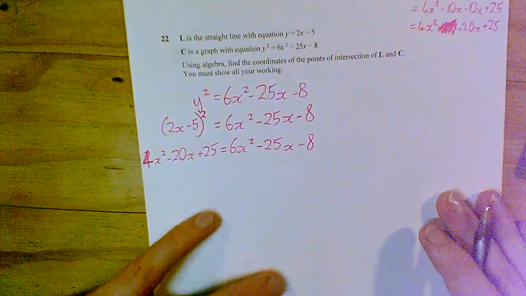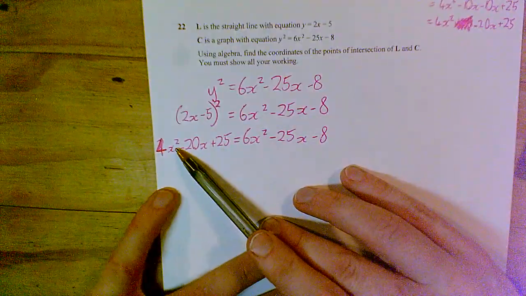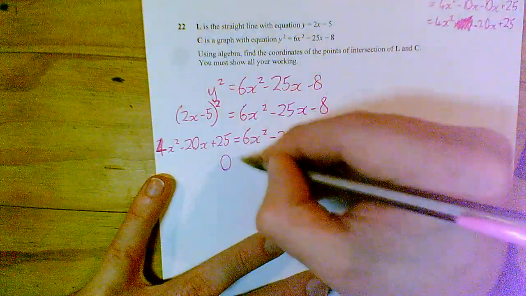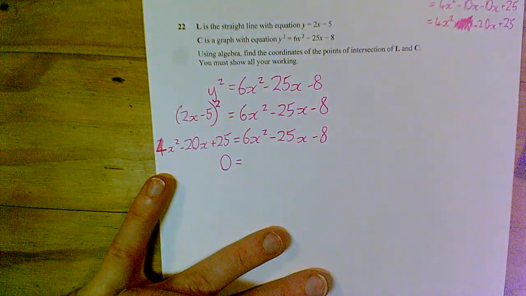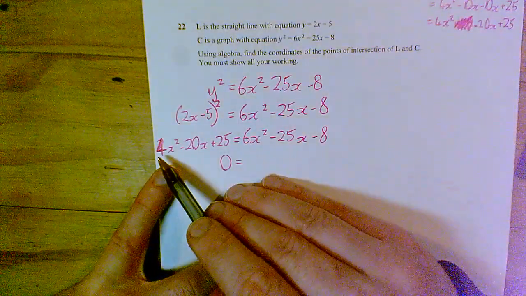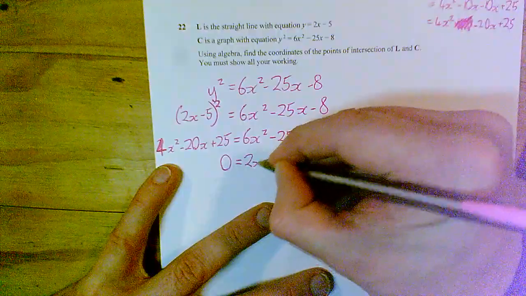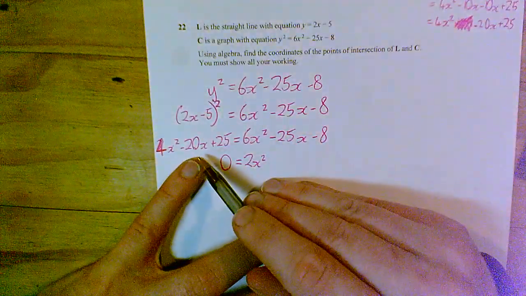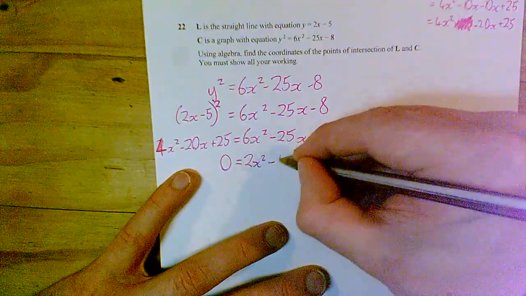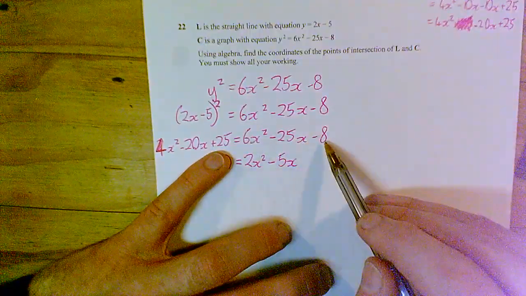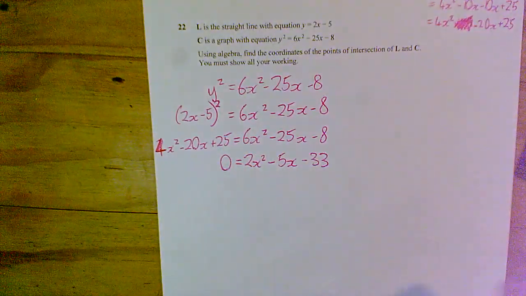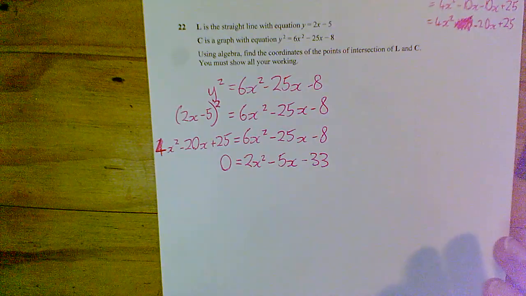Right, I've got a quadratic equation. We've done millions of these now. I'm exaggerating. I can't solve a quadratic equation unless it equals 0. I've got to put it in the form ax squared plus bx plus c. So 6x squared take away 4x is just 2x squared. Negative 25x plus 20x is minus 5x. Negative 8 subtract 25 is negative 33. Hopefully I'm not making any mistakes.